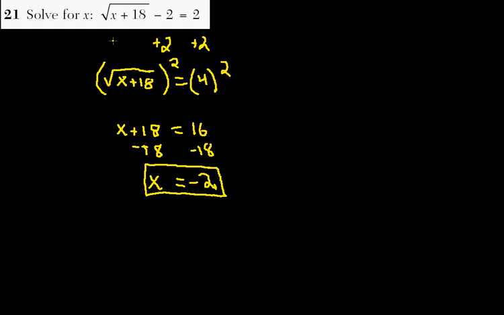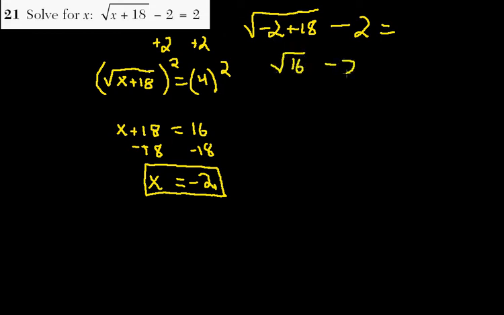X equals negative 2. You can test this because if you put negative 2 in here, you will have square root of negative 2 plus 18, and then minus 2 equals, well, negative 2 plus 18 is square root of 16 minus 2, right? Square root of 16 is 4. 4 minus 2 equals exactly what we want, 2. So that works out.